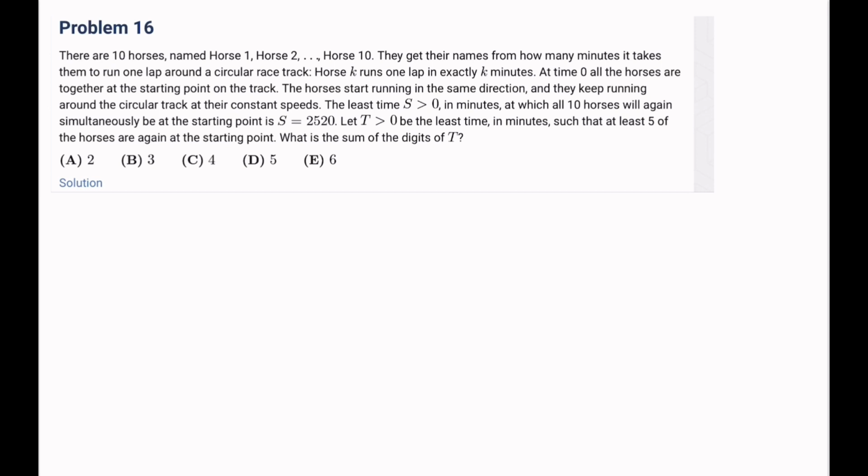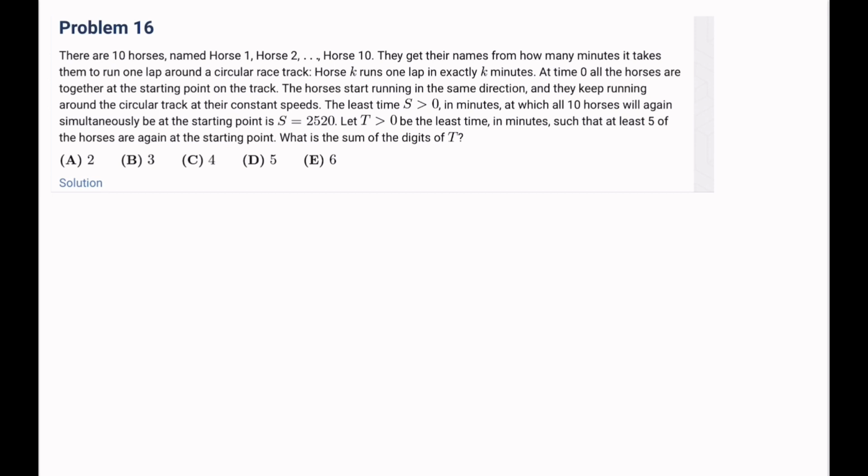The least time s greater than 0 in minutes at which all 10 horses will again simultaneously be at the starting point is s equals 2520. Let t greater than 0 be the least time in minutes such that at least 5 of the horses are again at the starting point. What is the sum of the digits of t?